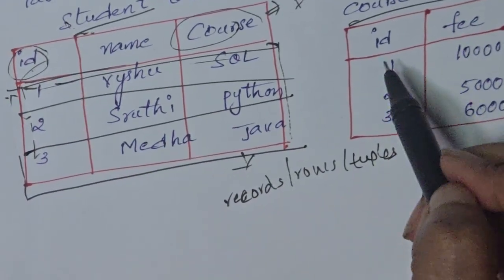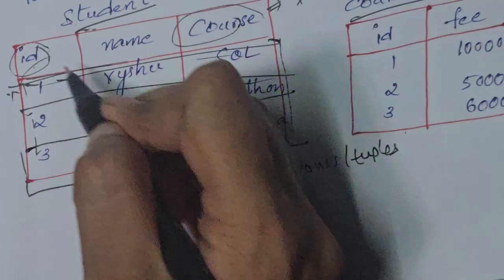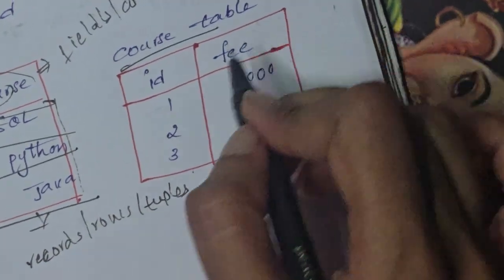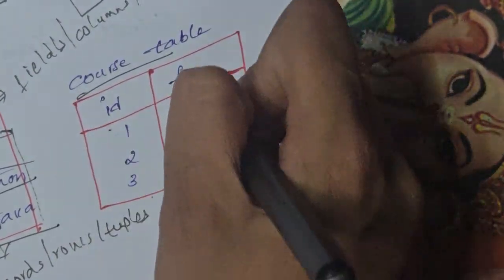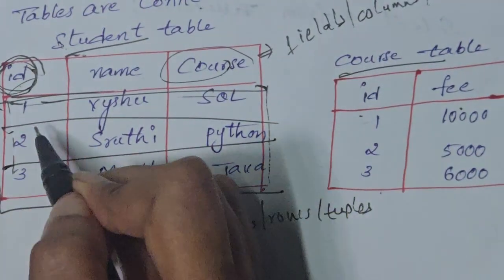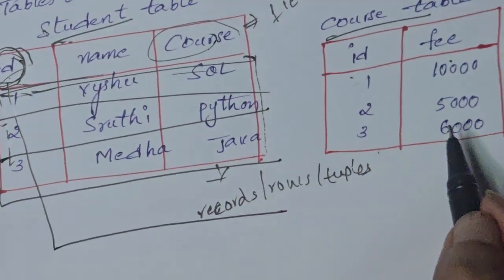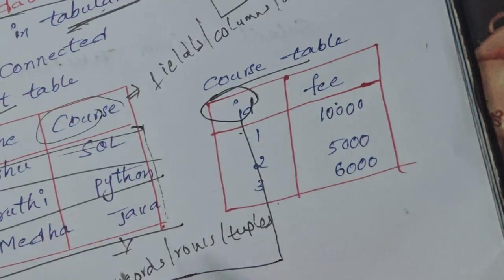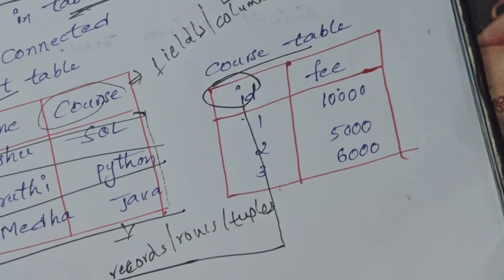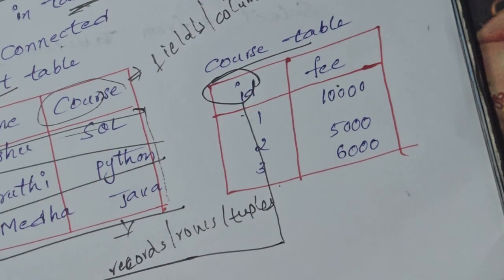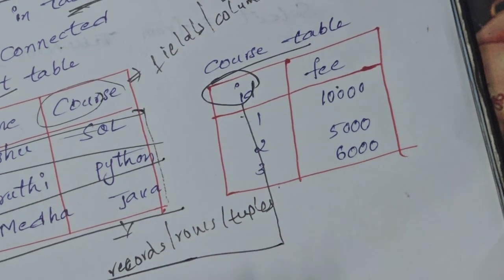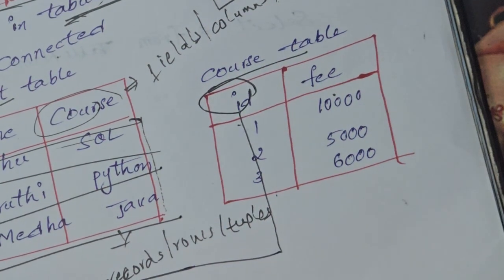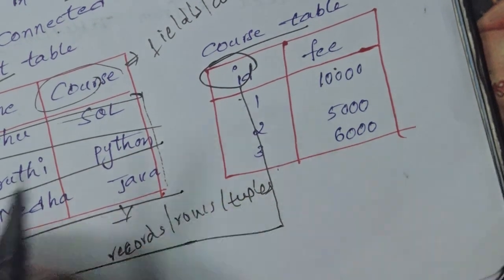And in the relational database, tables are connected. For example, in the student table we have this ID column, and in the course table we have mainly two attributes, that is ID and fee. So the student table's ID column is connected to the ID column in the course table. This is how we can connect the tables inside the database. So a database, in simple terms, is a collection of tables, and a table is a collection of rows and columns.